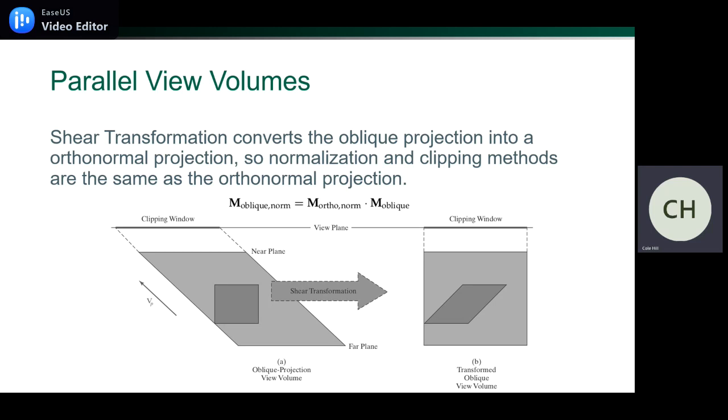Now, because the projection is oblique, the view volume is also oblique. It forms a parallelepiped, and you can see here on the left-hand side what that would look like. Now, the M oblique matrix that we derived earlier is a shearing transformation. And the lucky thing is, after applying the shearing transformation, you get an orthogonal projection. So after this, you get to use all of the previous work for clipping and for viewing and for normalization from the orthogonal projections.